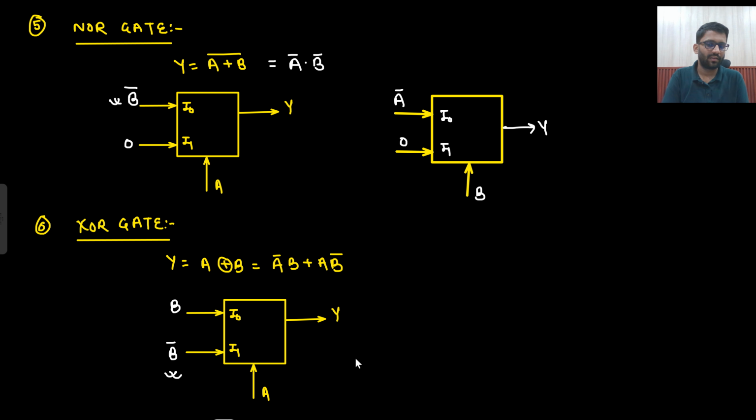Here also I could have made it, right? If B is coming, I would need A bar. So here, sorry, if B bar is coming, I would need A bar. If B bar is coming, I would need A. So here I would have picked A. Here I would have put A bar, and this A would be replaced with B. Okay, very easy.